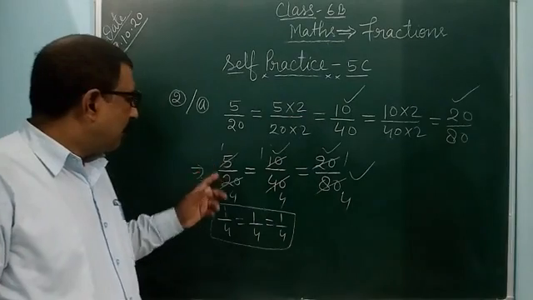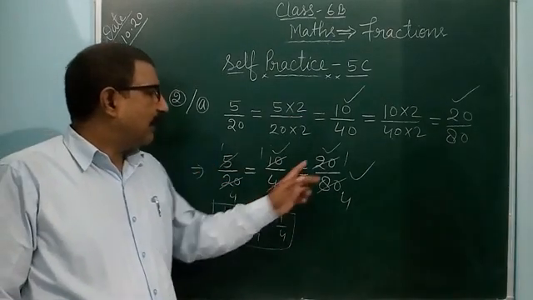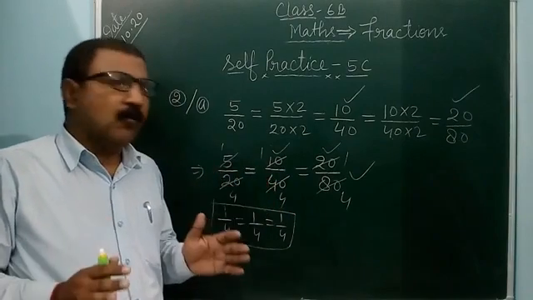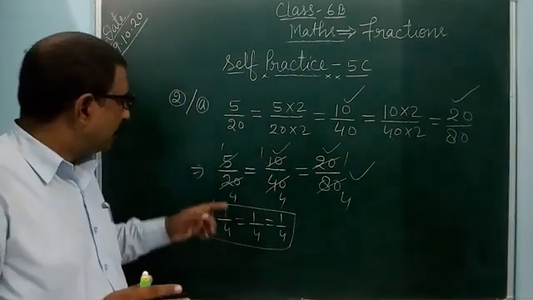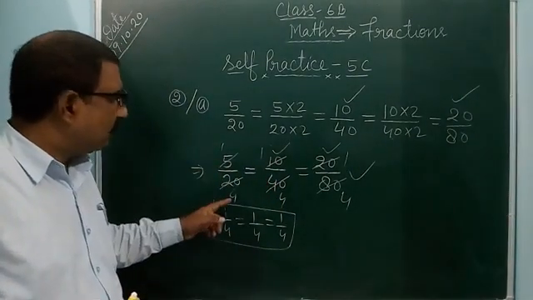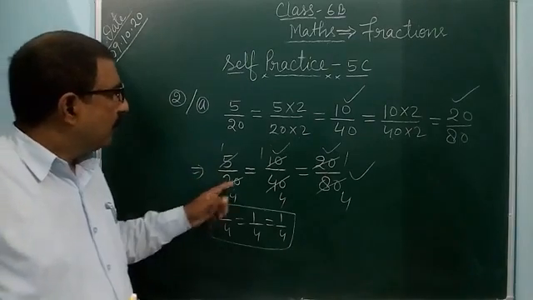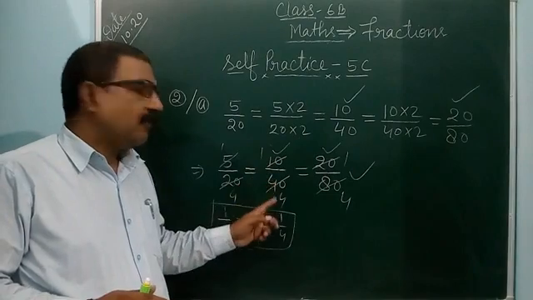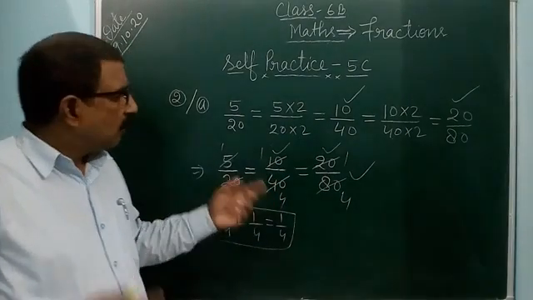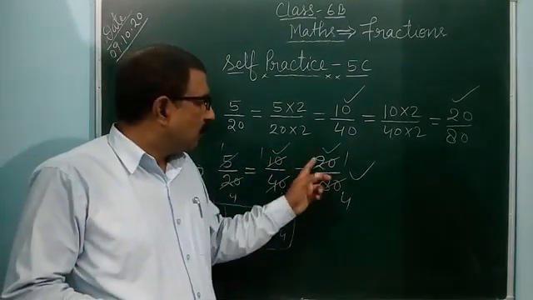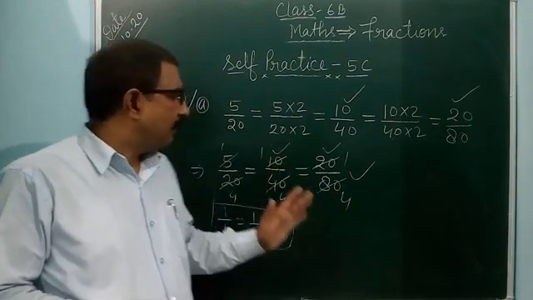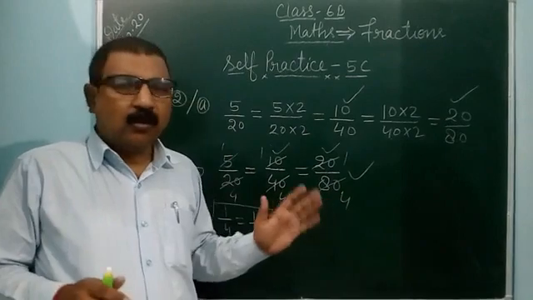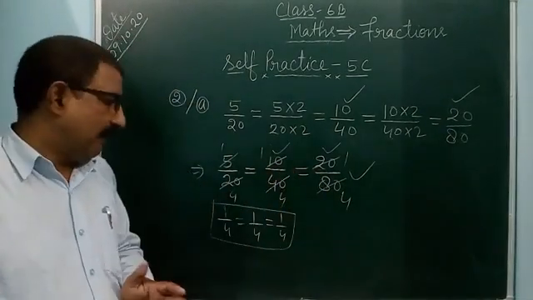Really, 5 by 20, 10 by 40 and 20 by 80 all have the value 1 by 4. 5 ones are 5, 5 fours are 20, so 1 by 4. If you solve 10 by 40: 10 ones are 10, 10 fours are 40, so 1 by 4. Similarly 20 by 80 gives 1 by 4. So all three fractions are equivalent.